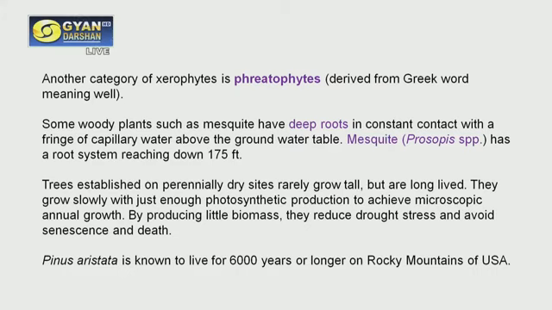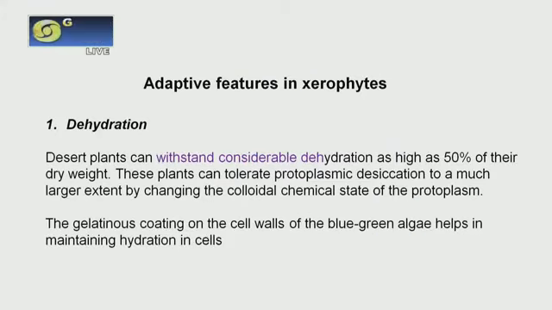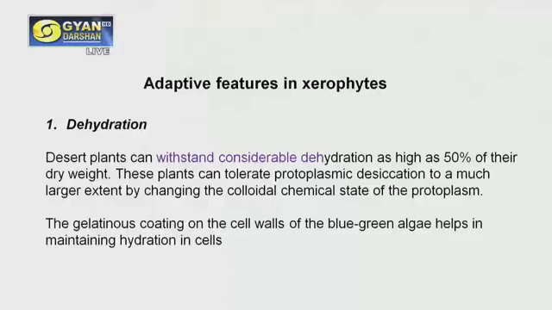So these are the 5 main groups of xerophytes. Now, before we end today's session, we will discuss the adaptive features one by one. So there are mostly 8 adaptive features. Number 1 is dehydration. Now all these points are already discussed. We will just list them again point-wise.